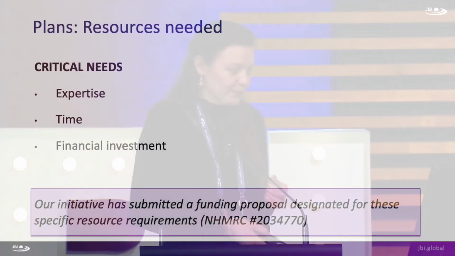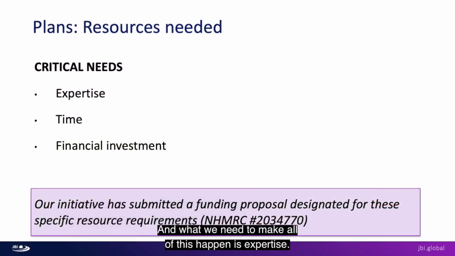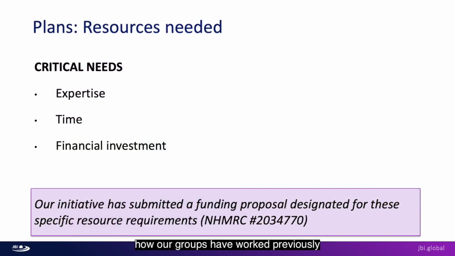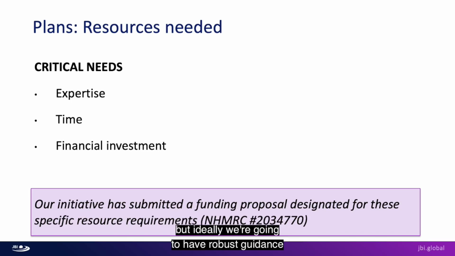And so we're going to be working with the different groups and tapping into new and existing networks for all of this work. And what we need to make all of this happen is expertise. This is a very different take on how our groups have worked previously, and it's going to be more complex, more time-consuming, but ideally we're going to have robust guidance coming out of all of this. And currently we're looking to the Australian government to support this work, but we also have the interest of other collaborative groups that are working with us towards these goals.